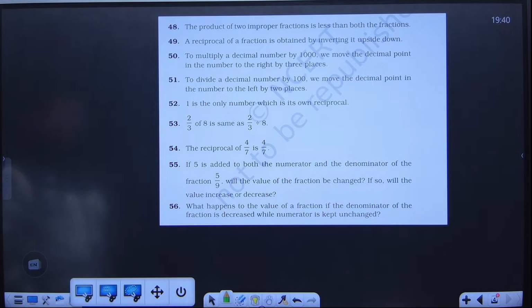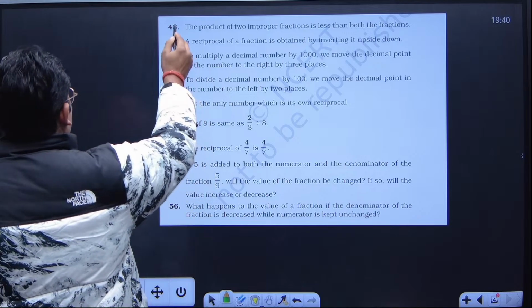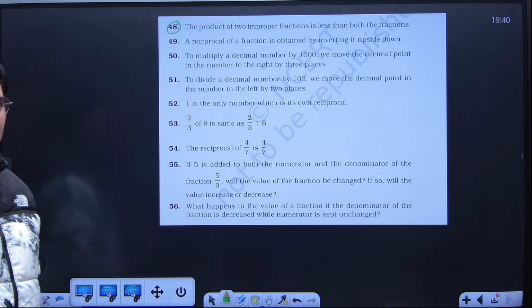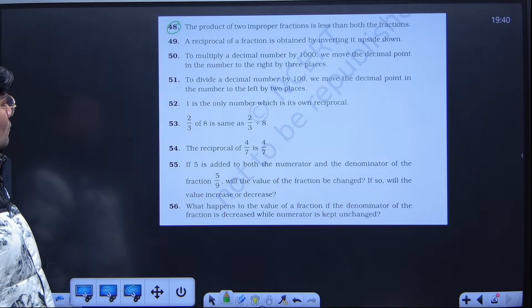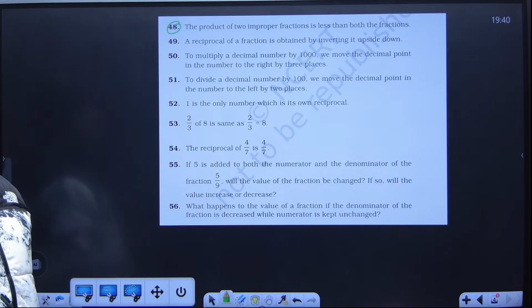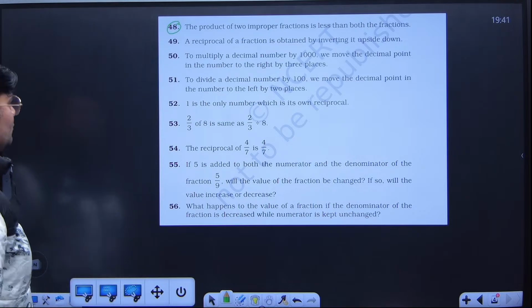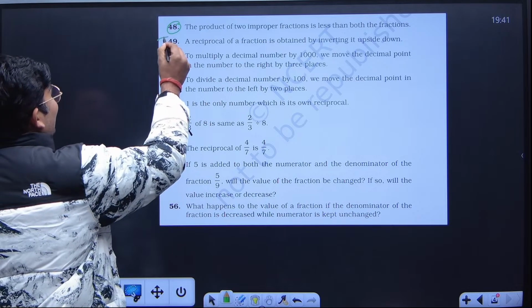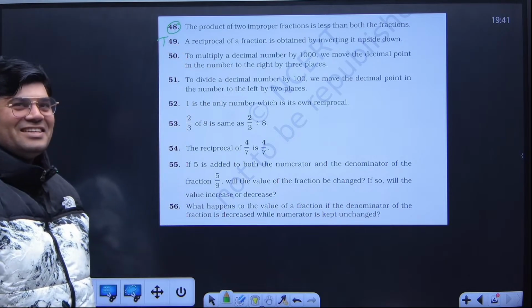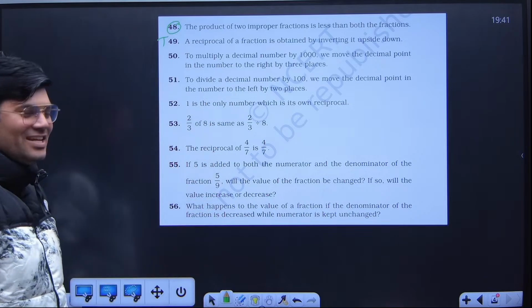True. False. The product of two improper fractions is not less than, it is more than both the fractions. Yeah, false. For proper, it will be less than. Yes. True. See the kind of language they're using, by inverting it upside down. Okay, next.